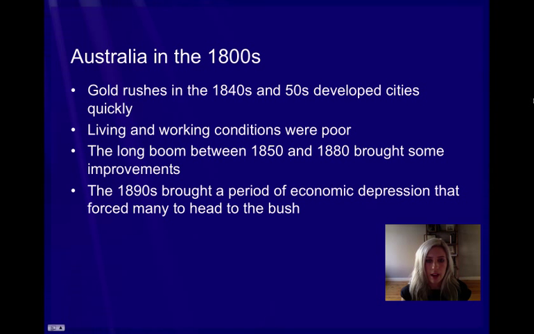After the gold rushes there was a long boom, a period of economic high between 1850 and 1880, and it brought some improvements. Working conditions improved, wages improved, and for a while Australia was known as the working man's paradise. However, the 1890s brought a period of economic depression that forced many to head to the bush, and so many people moved away from the large cities and began agriculture and farming activities.